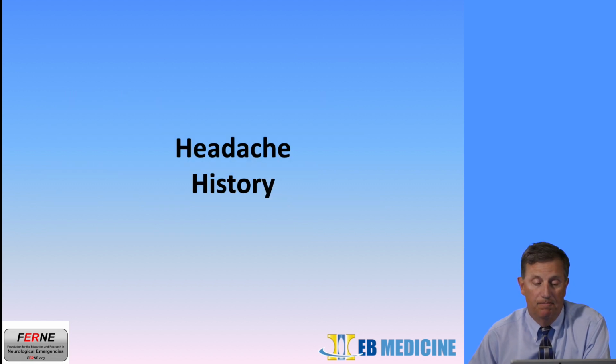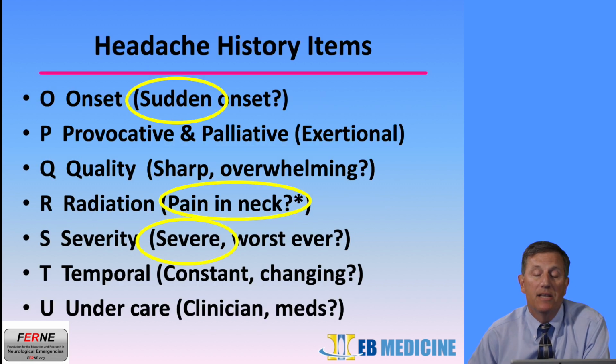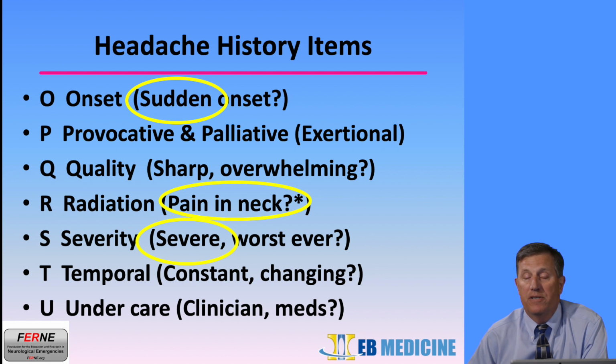The headache history. Our headache history should follow the OPQRSTU format. O, onset. Is it a sudden onset? P, provocative and palliative. Is it exertional in any way, such as with lifting weights or exertion? Q, quality. Is it sharp or overwhelming in some way, or is it a dull headache? R, radiation. Does it cause pain in the neck? Severity. Is it severe, or is it the worst headache ever experienced? Temporal. Is it constant or changing?